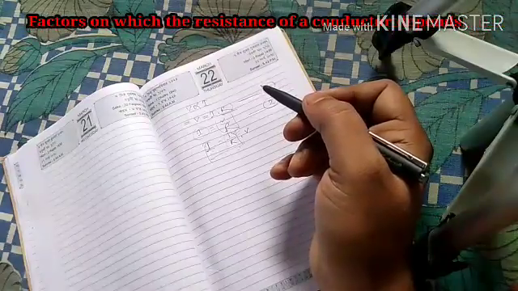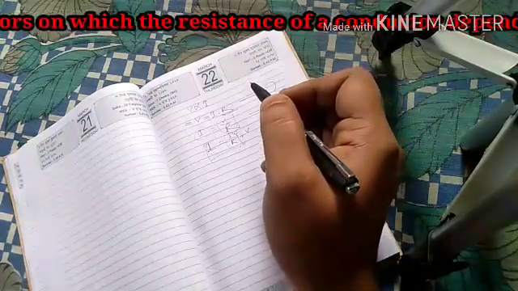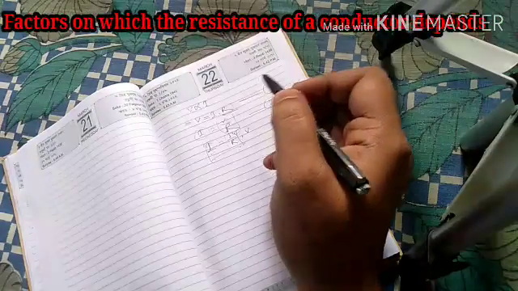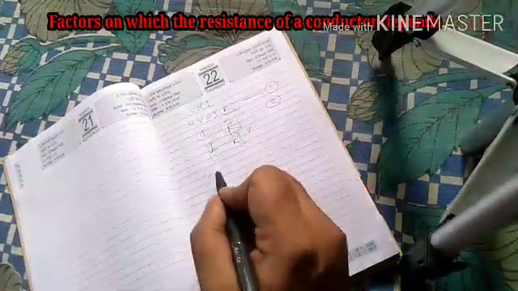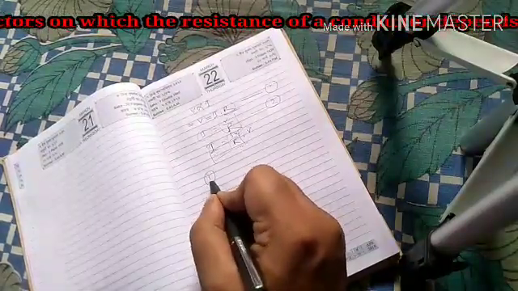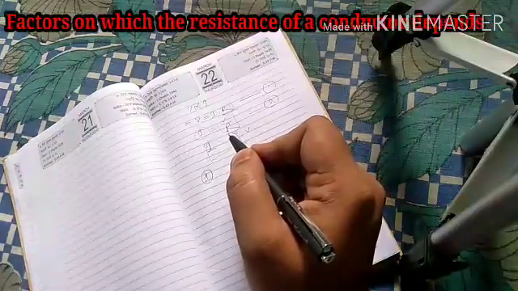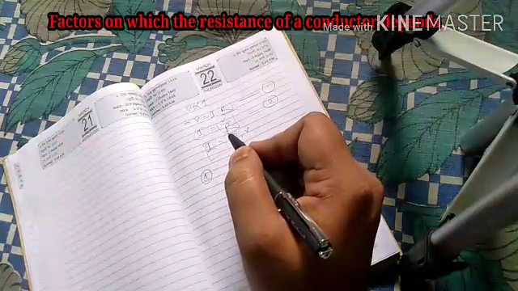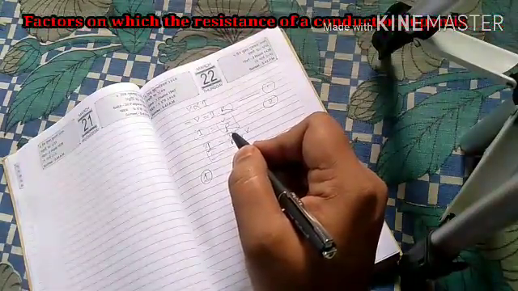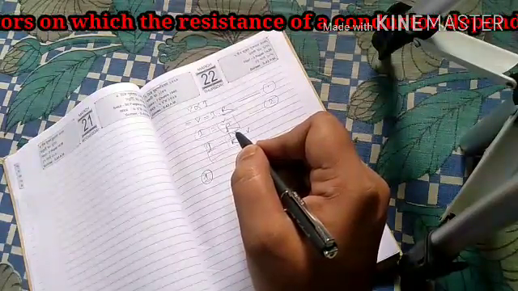Different factors are there on which resistance depends. What are those factors, or what are those steps? Number one: the ammeter reading is increased when a thicker wire of the same material and the same length is used in the circuit.